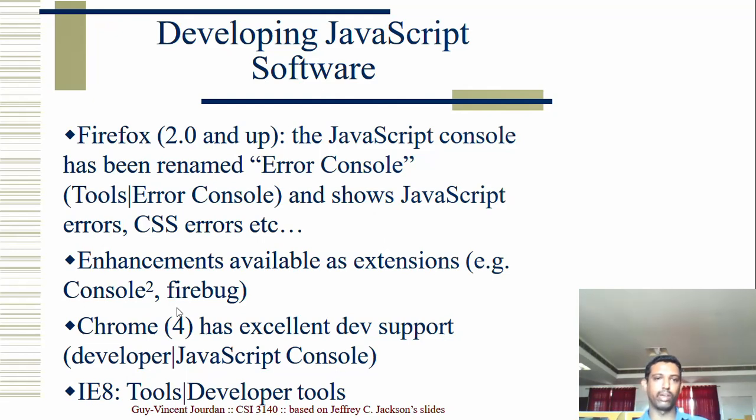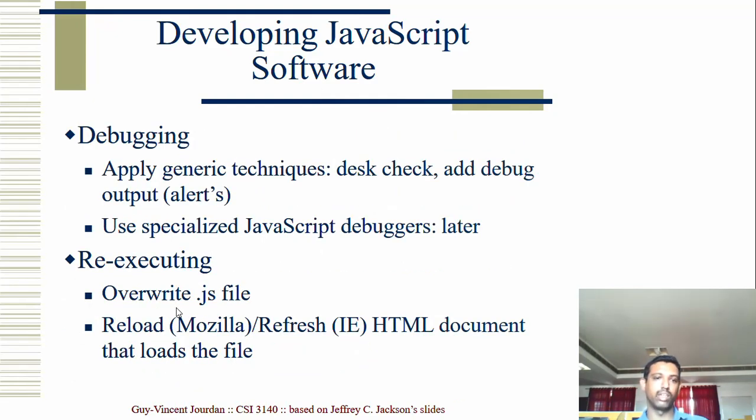Next, Firefox 2.0 and the later updated versions of that browser can execute JavaScript code without much error, with enhancements available for execution. The updated versions of Chrome 4 give excellent support to develop and execute JavaScript code. Then debugging: apply a generic technique, desk check and add debug output alerts, then use a specialized JavaScript debugger. For re-executing, overwrite the JS file, then reload Mozilla Firefox and refresh the HTML document, and it will automatically reload the JavaScript file.